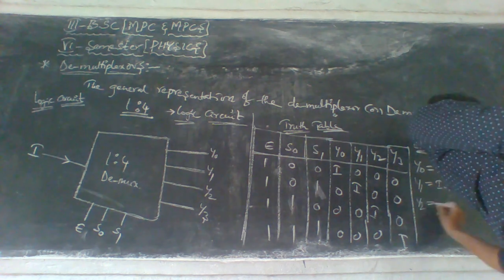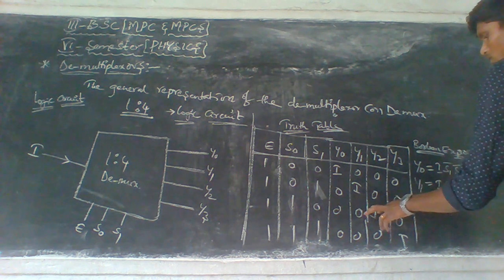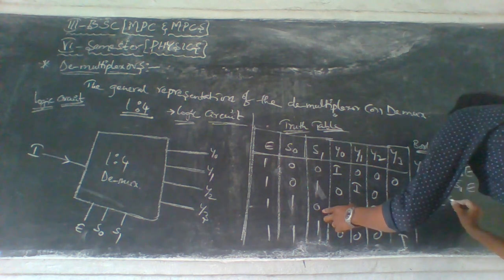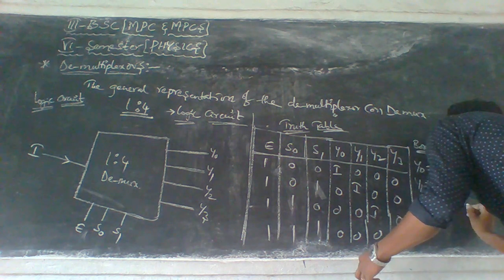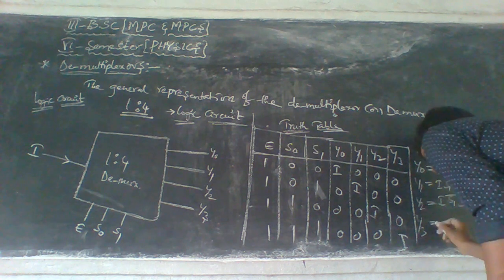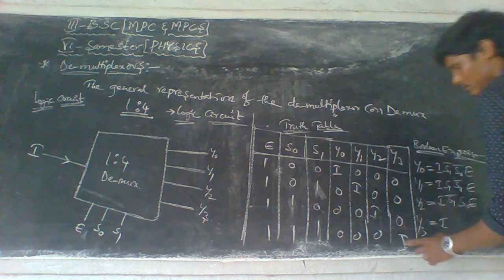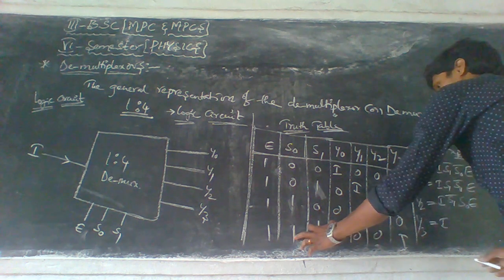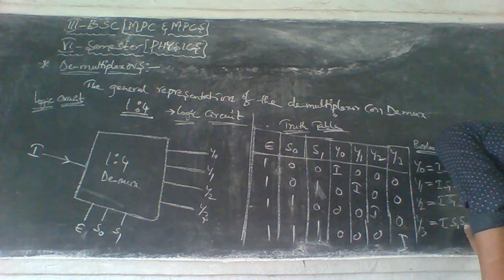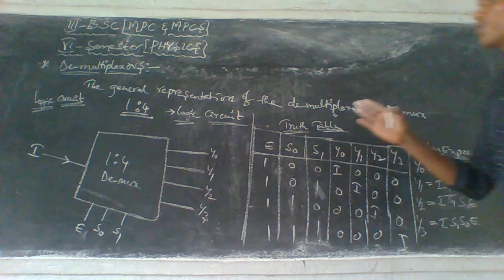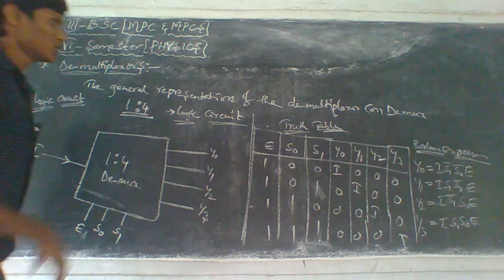Y2 is equal to I and S1 bar and S0 and E. And the last one, the Boolean expression of Y3, is I and S1 and S0 and E. So this is the Boolean expression of the one line input to four line output demultiplexer.